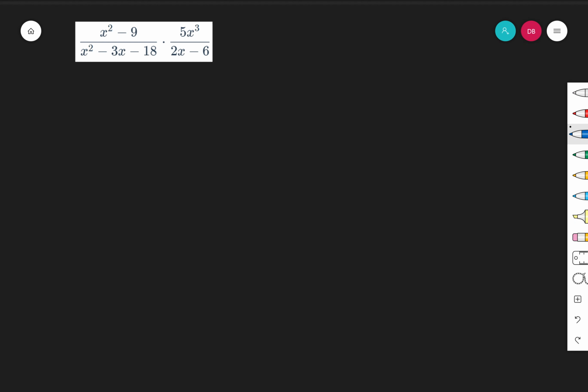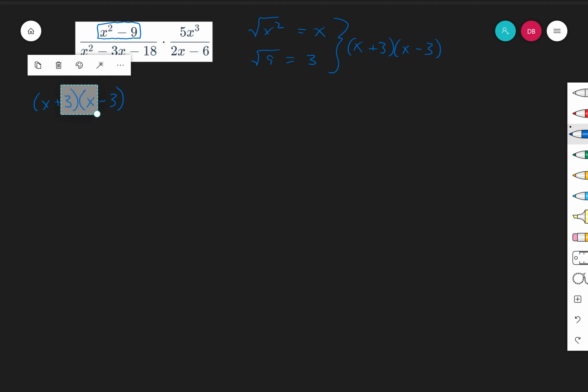So remember, this is a difference of squares right here. X squared minus 9. So we take the square root of x squared, which is x, and the square root of 9, which is 3, and that will become x plus 3 times x minus 3. So x plus 3 times x minus 3 becomes that numerator.